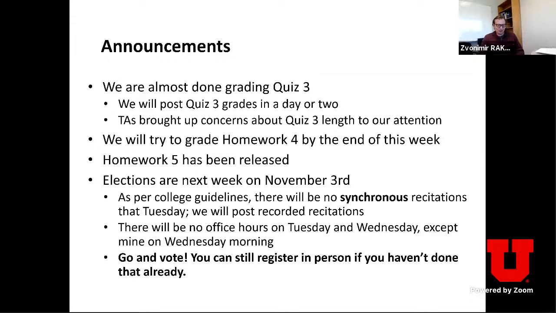And finally, we're doing all of this so that you guys can go and vote. So I strongly encourage you to do that. If you haven't registered so far, you can still register in person and easily vote. So take advantage of that opportunity and just do it. So these are my announcements. Any questions about any of these?